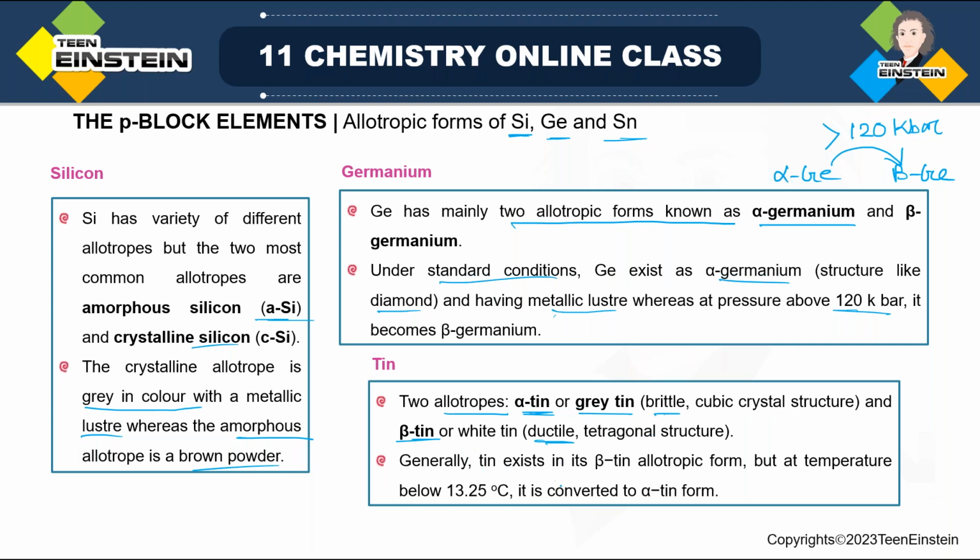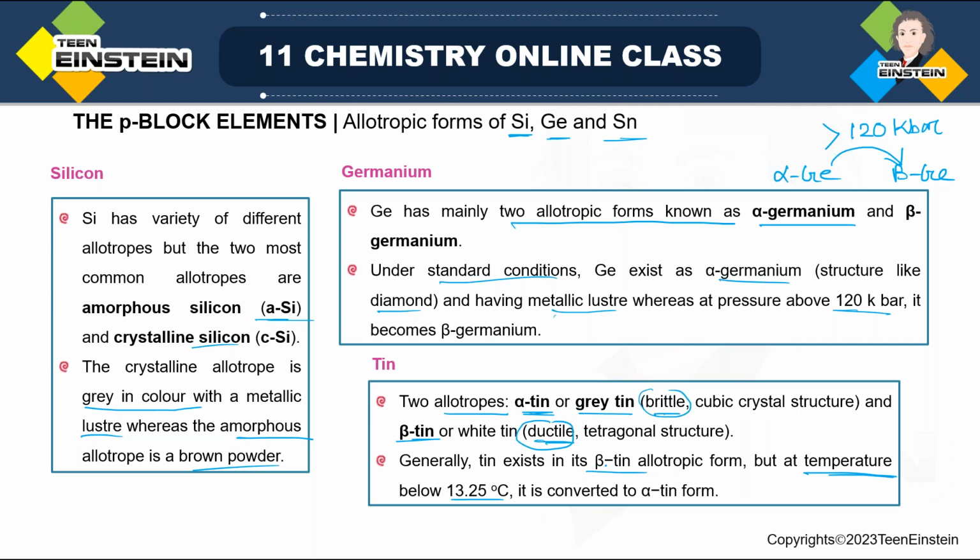Now generally, under normal condition, it is the beta tin form which is common. Just like in case of germanium, you have seen that germanium exists as alpha germanium under standard condition, but in this case beta tin, that is the white tin which is having ductility property, is mainly existing under normal condition. But suppose you are changing the temperature below 13.25 degrees. If the temperature is very low, beta tin will be converted to alpha tin. That means from ductile nature, now there will be some brittle nature.